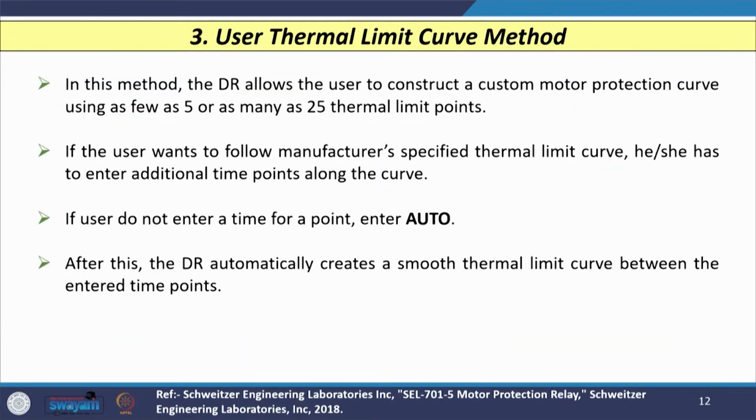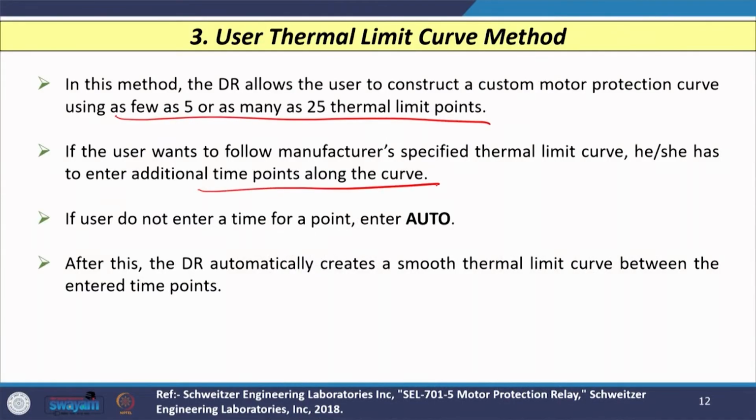Now, let us see the third method, that is nothing but the user thermal limit curve method. So, in this method the digital relay allows the user to construct the custom motor protection curve. So, whatever curve we want to construct based on whatever input we give, that is to be constructed and that we can construct the curves as few as let us say 5 or as many as 25 thermal limit points we can have and based on that the relay can construct the custom motor protection curve.